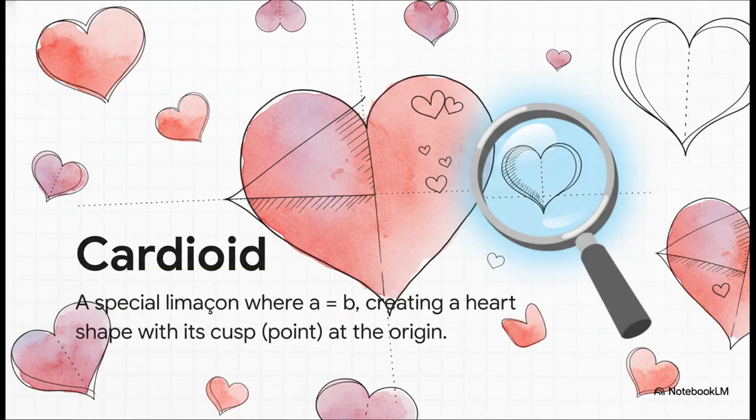Let's just pause for a second and appreciate the cardioid. It happens at that perfect balance point where A equals B. The name itself actually comes from the Greek word for heart, and it's easily one of the most recognizable and classic polar curves out there. That sharp little point, we call that a cusp. It always sits right at the origin.